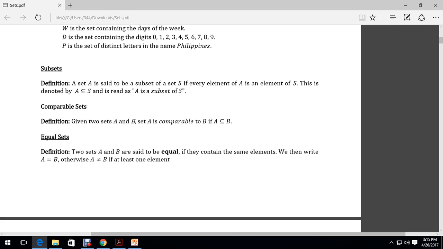Now, comparable sets. If you are given two sets, for example, set A and set B, set A is said to be comparable to set B if A is a subset of B. Equal sets. Two sets A and B are said to be equal if they contain the same exact elements. Then we write A is equal to B. Otherwise, if at least one of the elements in one of these sets does not appear in the other set, then we say that the two sets are not equal, and we symbolize it as A is not equal to B.